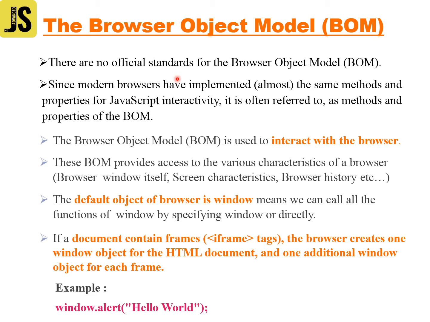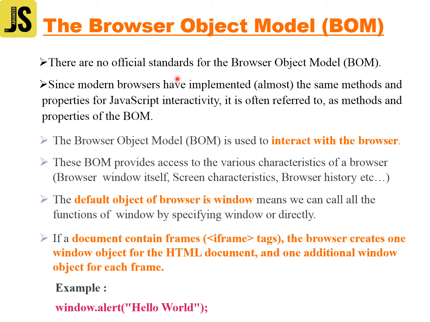Let us start this session with the browser object model. Before moving to BOM, I just want to remind you about DOM, the document object model. Document object model means whenever a browser loads a web page, the browser treats the corresponding web page as a document object model by considering all the elements in the web page as objects. So what happens in DOM is it creates a tree of objects related to all the HTML tags.